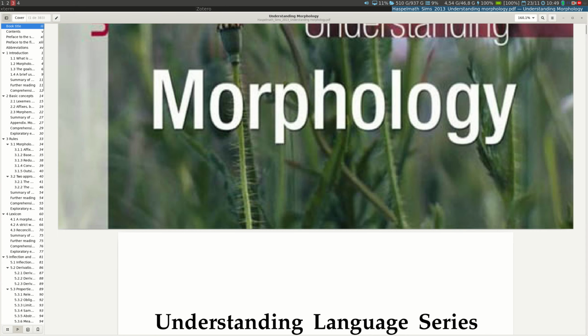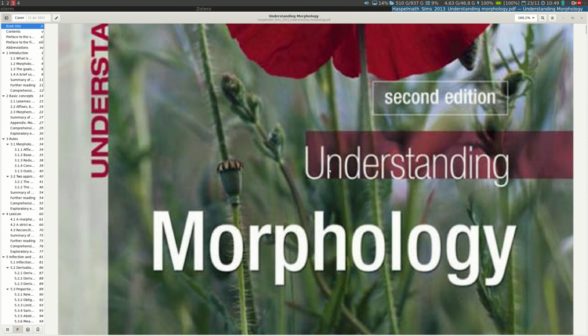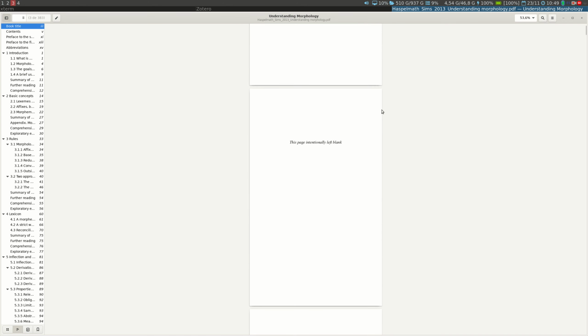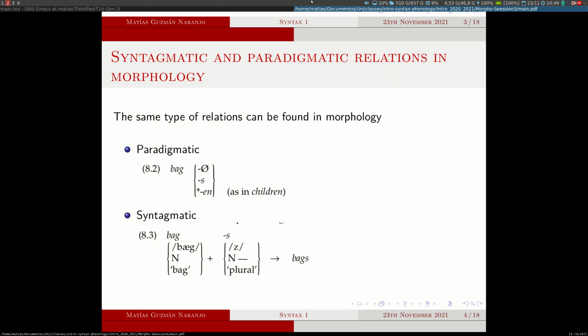Let's do that right now because it's important, I guess. So this is the book that I am using for most of these materials. It's called Understanding Morphology. It's by Martin Haspelmath and Andrea Sims. And if you're interested, I can send it to you. Okay, in any case, back to the presentation.